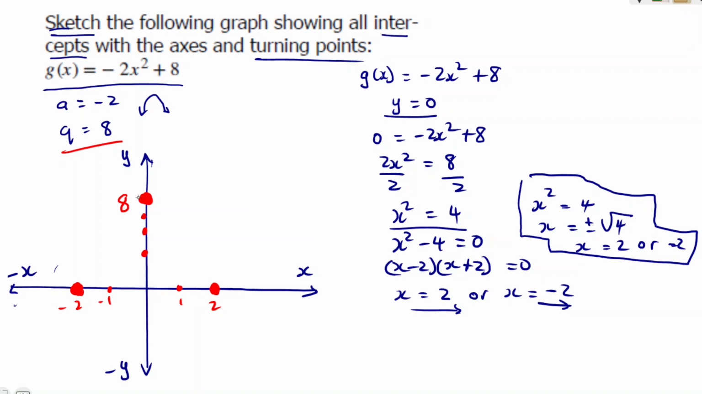So if you do have a turning point and you have your two roots, then you can plot your graph. You just have to join all these 3 points into a curve that points downwards. So I'm going to do that now.